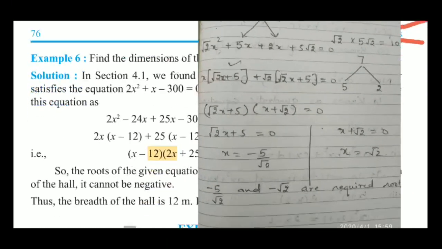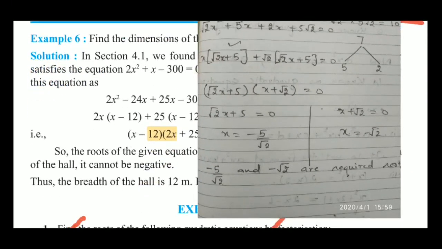Now we will get two factors, under root 2 x plus 5 and x plus under root 2 equals 0, and compare both factors to 0. After comparing, we will get the first value of x as minus 5 upon under root 2 and the second value as x equals minus under root 2. Both values are known as the roots of the required equation.